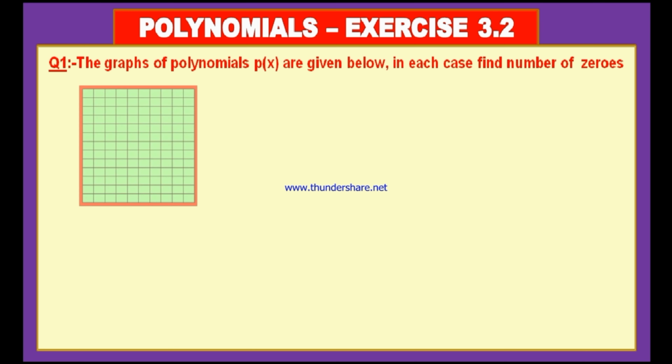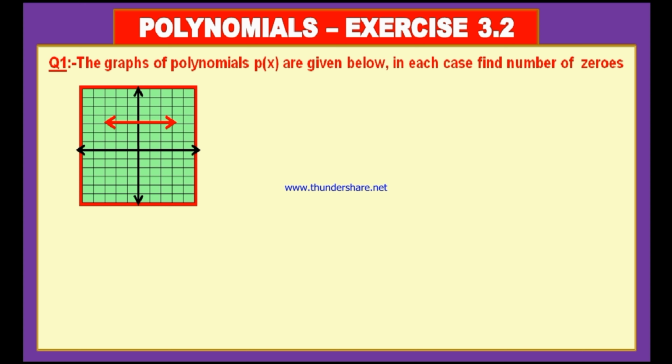Dear students, here is the first graph. The horizontal line of reference and the vertical line of reference: the horizontal line of reference is called the x-axis and the vertical line of reference is called the y-axis. Okay. Now look at this graph. This red line represents the graph. Now this graph is a straight line. Is it cutting the x-axis? Is it intersecting the x-axis?